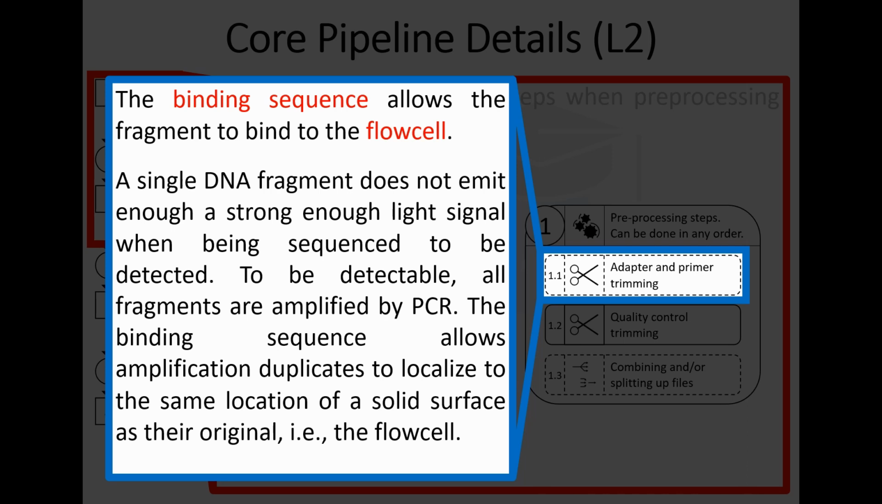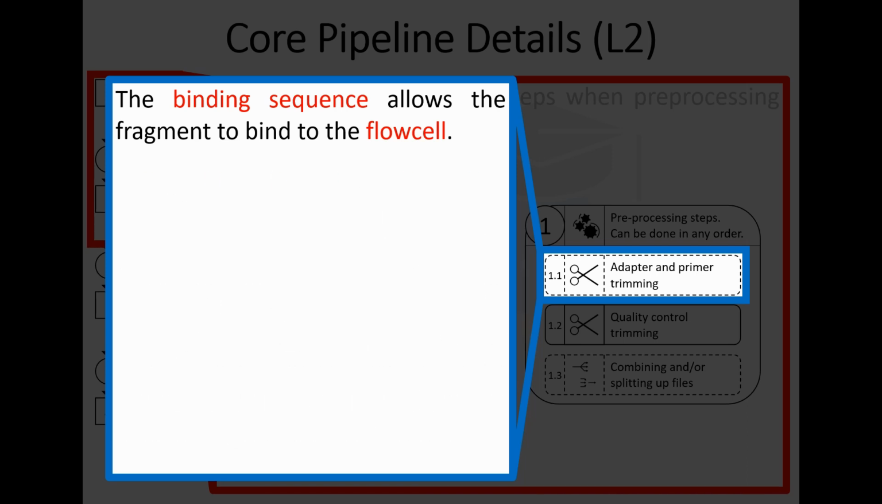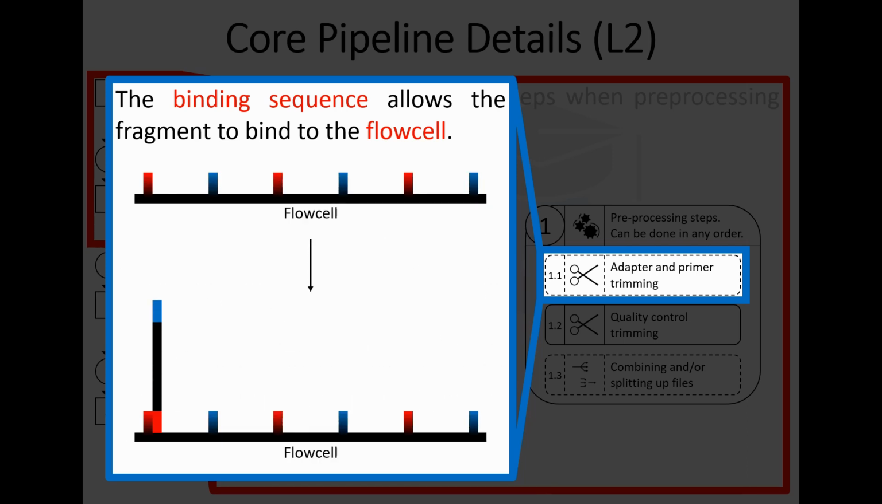However, these PCR duplicates need to be grouped together to emit a cohesive light signal. This will not work if the DNA fragments float freely in the PCR mix. The solution to this problem is to have individual fragments bind to a solid surface via the adapter sequences, and the amplification duplicates bind nearby, also thanks to the adapter sequences.